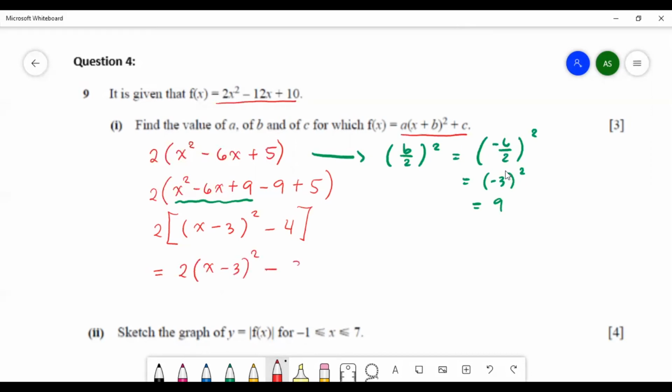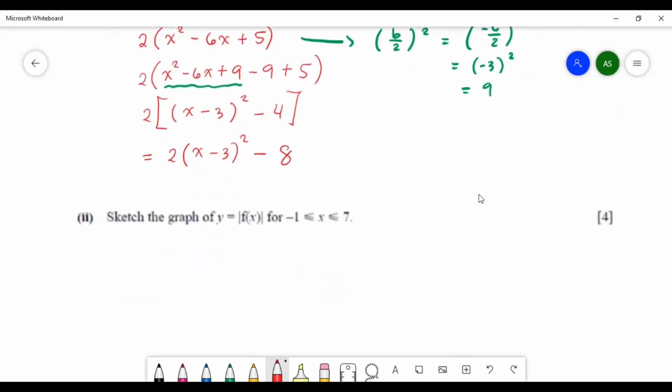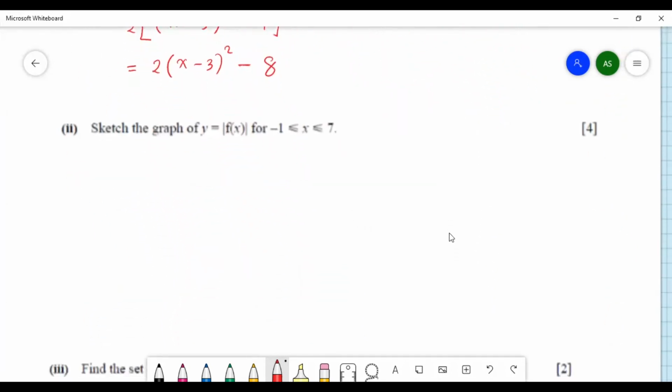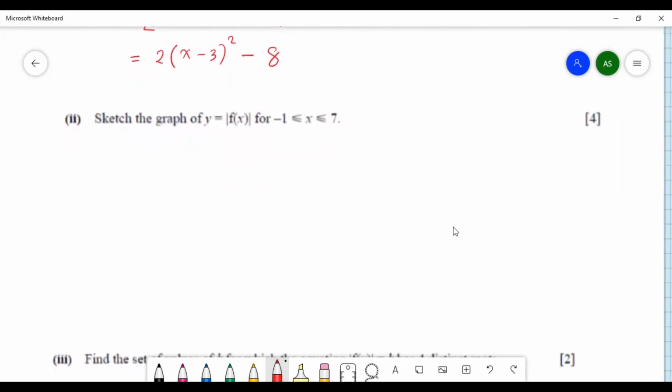Distribute the 2, so that will give us minus 8. Okay? Now in question 2, we are tasked to graph your function of the modulus. In other words, this one is the modulus of 2x squared minus 12x plus 10, because that's our given function earlier. Now remember as well, in the previous video, I mentioned that if you're graphing a modulus function where f of x is a quadratic function, you need to graph your quadratic function first, right?